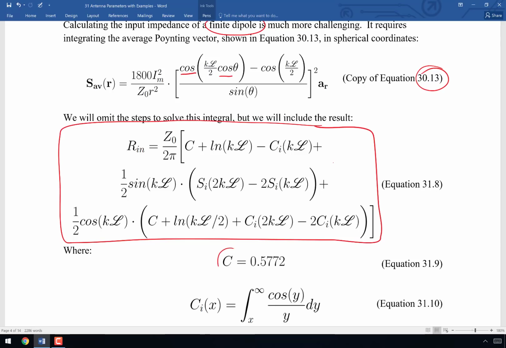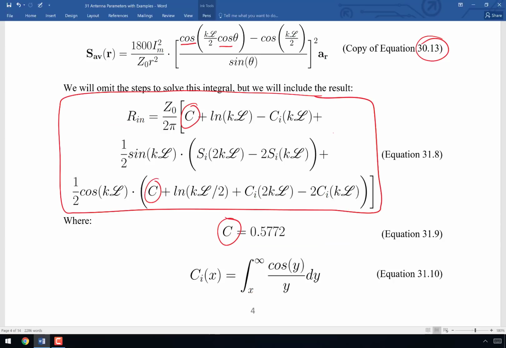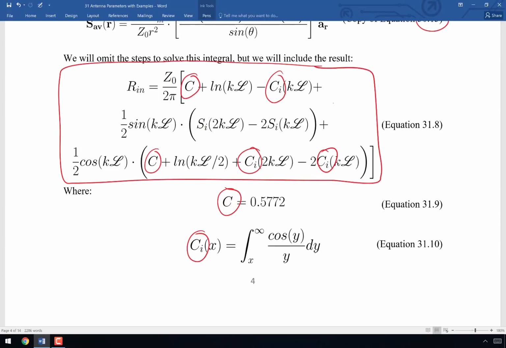This C right here appears here, and I think it also appears here. We also have introduced C sub I, which is a function, so C sub I appears there, and then C sub I appears there, and then C sub I appears there. That's what's known as the cosine integral. The cosine integral is actually a well-known function. It doesn't appear very much in electrical engineering or computer engineering, but it does appear here.